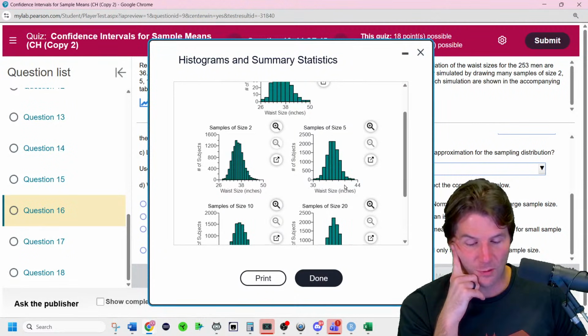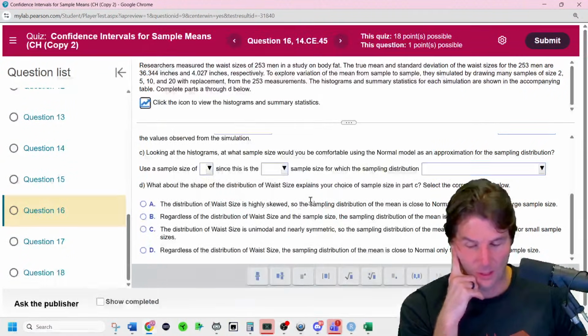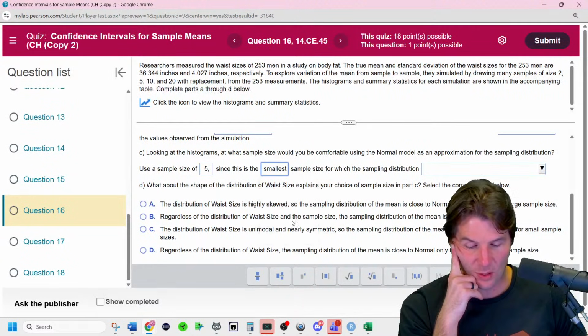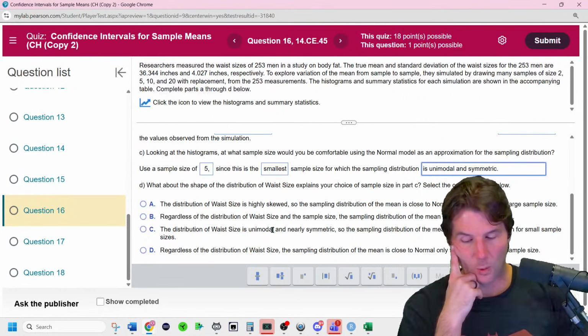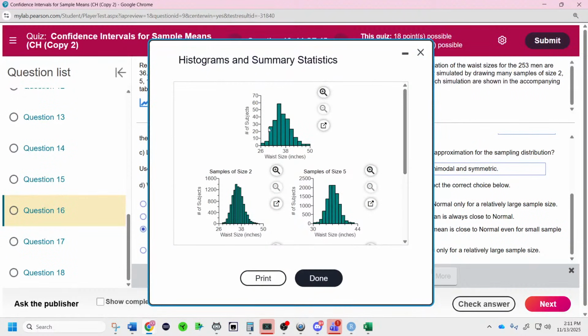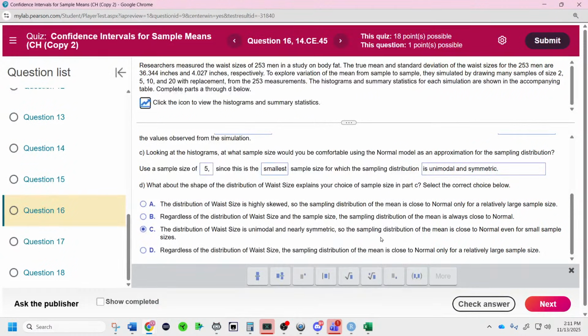I think we only need 5 because it's not that skewed. So use a sample size of 5 since this is the smallest when the distribution is unimodal and symmetric. And what about the shape? Determine that we only have to use 5. The distribution is very unimodal symmetric mostly. So the sampling distribution of the sample mean doesn't need to have that large of a sample size.